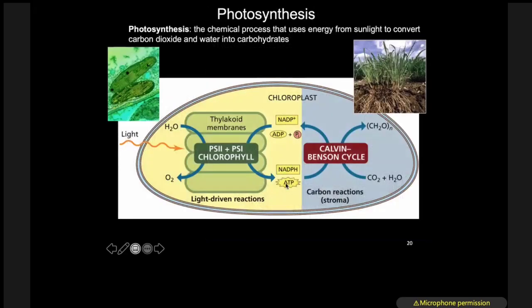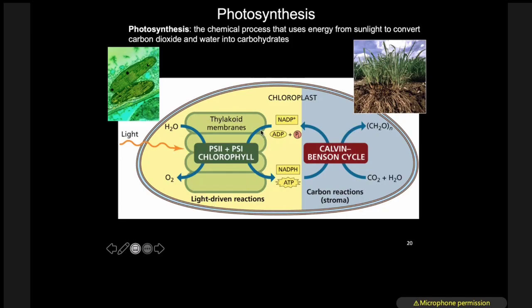This ATP and NADPH are then utilized by the Calvin cycle to convert CO2 into complex carbon molecules, like eventually sucrose and glucose. And so this process takes place within the chloroplast. Image is shown here. And these chloroplasts are organelles that are found within plant cells, predominantly in the green parts of the plant.